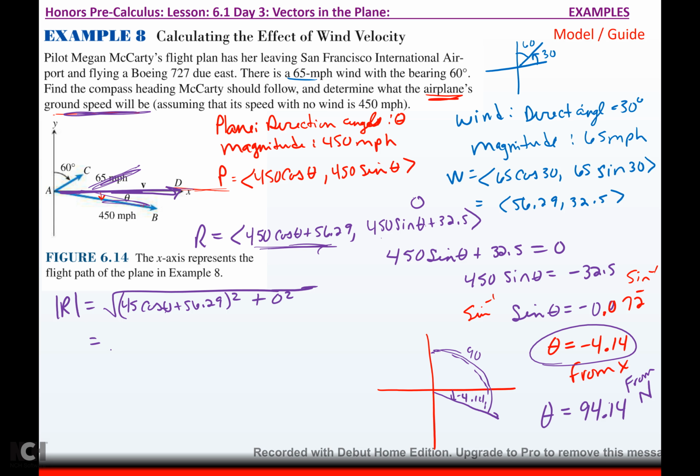So if I figure out what 45 cosine of negative 4.14, close the parentheses, plus 56.29 is, I get the square root of 101.17 squared plus 0 squared. Well, that's nothing, and the square kills the square root, so the magnitude of r is 101 point... Wow, how did I get that? Uh-oh. Should come out to 505.